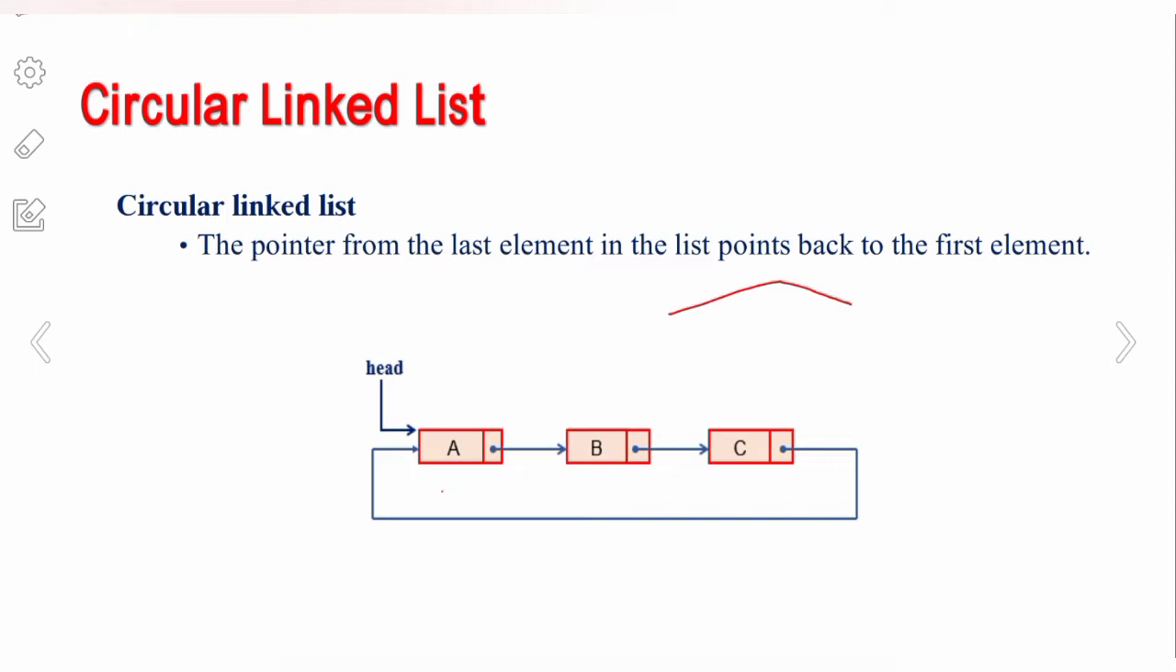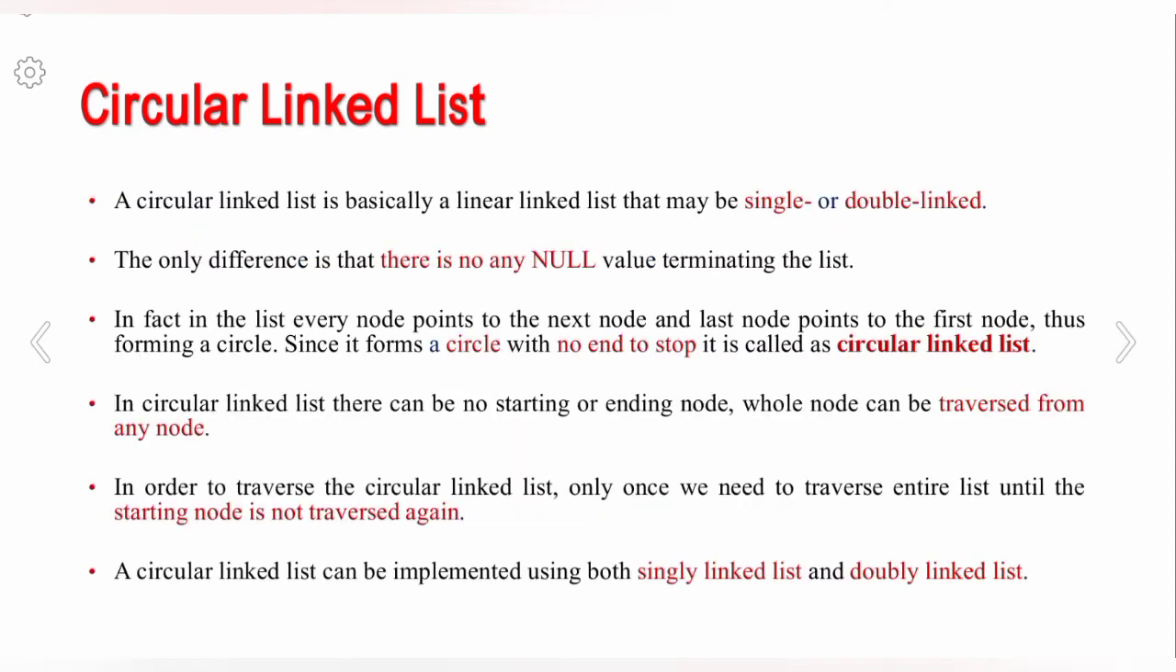But here the pointer from the last element in the list points back to the header point. So here the last element is going to point to the header point. That is the circular linked list. Since the pointing of the last to the first element is in the form of circular format, it is called a circular linked list.